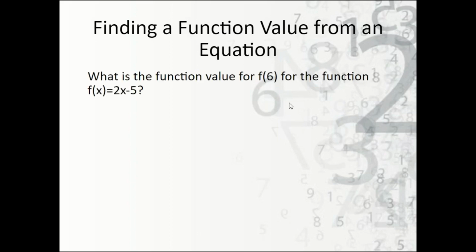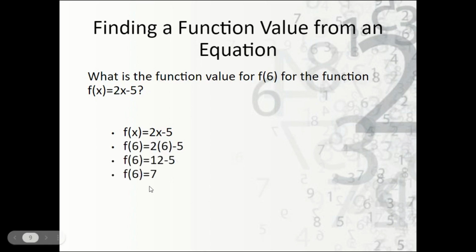So it says, what is the function value for f of 6 for the function f of x is equal to 2x minus 5? So what we're going to do is take f of x equals 2x minus 5, and we're going to plug 6 in for x. So it goes here and here. So f of 6 is equal to 2 times 6 minus 5. Well, 2 times 6 is 12. 12 minus 5 is 7. So the function value for f of 6 is 7.